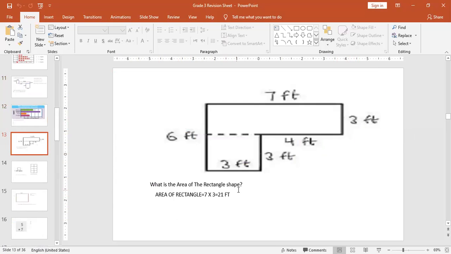What is the area of the rectangle shape? What's the rectangle? This or that? This is a rectangle and this is a what? If I did that, 7 minus 4 is what? It's 3. So this is a square. It has the same side lengths. So that's the rectangle that has not the same side lengths. So here I have the 7 and here I have the 3. So 7 multiplied by 3 is 21 feet. Okay.